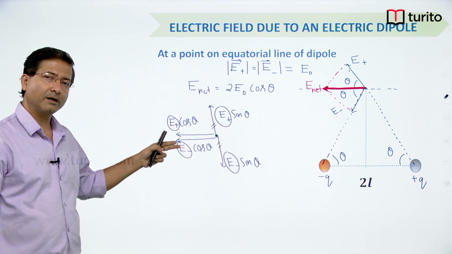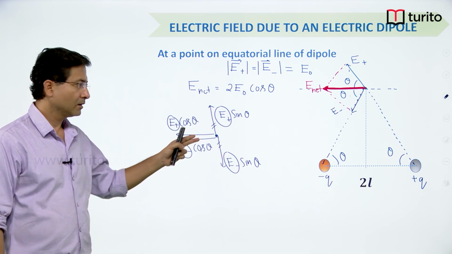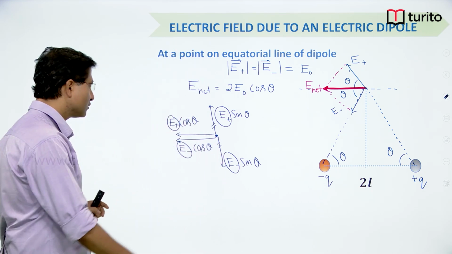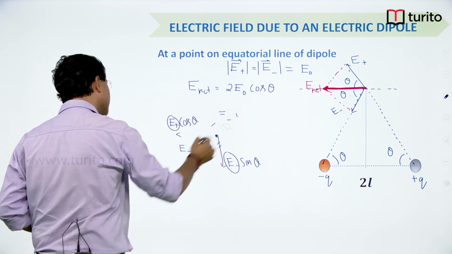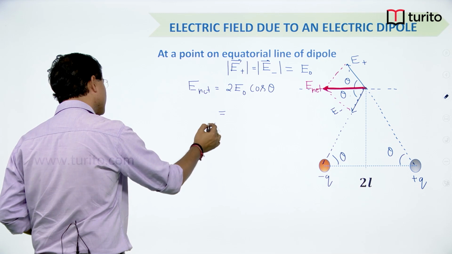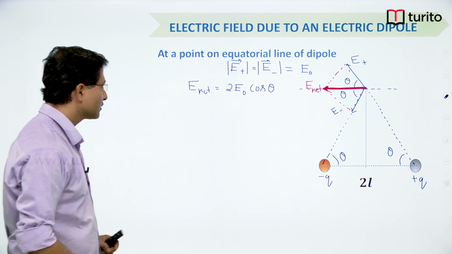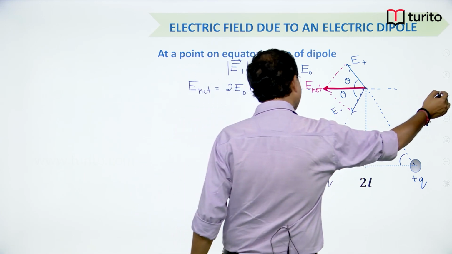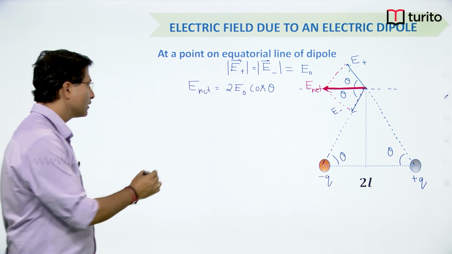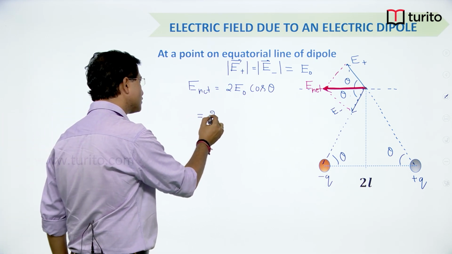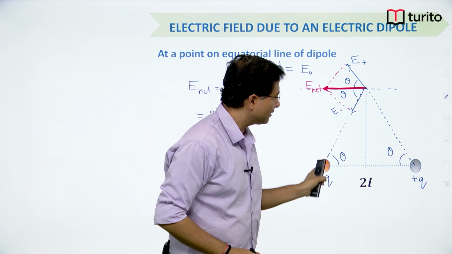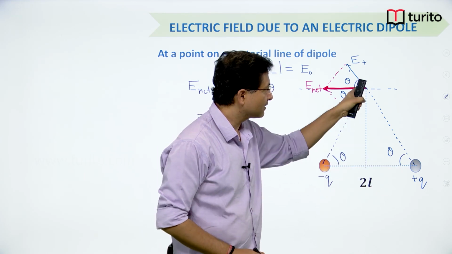So I hope this part is clear. We just resolve the component, the x component got added and the y component got cancelled out. So now I can remove this one. Let's substitute the value. So net field is 2 E naught, the field created by any one of these two at this particular point.